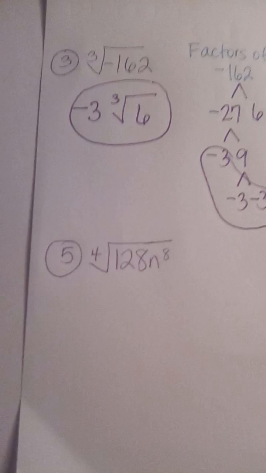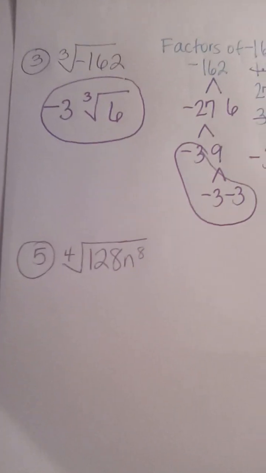All right. Let's go on to number 5. Number 5, we said we had the fourth index, the radicand of 128 and n to the 8th power. So this is where it separates. When you see the variables, it makes things a little bit longer, but it's not bad. First things first, we're going to do the factors of 128. That's one we can do right off the bat, okay?